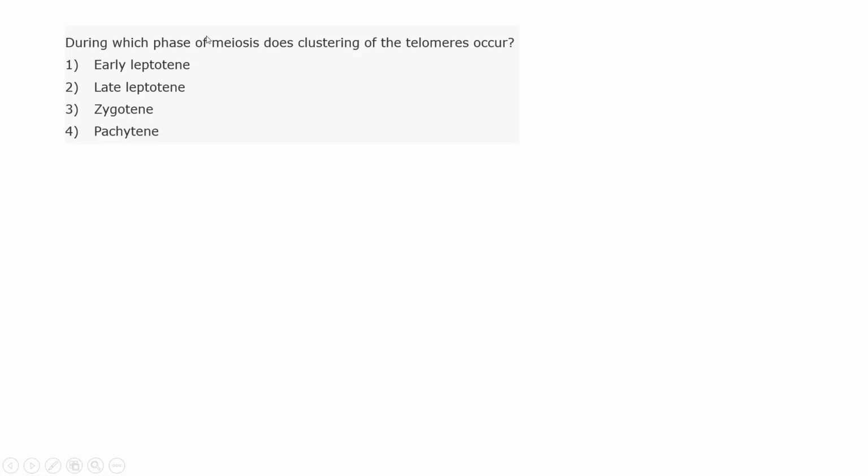During which phase of meiosis does clustering of telomeres occur? Early leptotene, late leptotene, zygotene, or pachytene, which might be the stage? Telomere clustering is actually responsible for recombination and the meiosis 1 to 2 transition. At which stage does it take place? You know that it is talking about prophase 1, right?